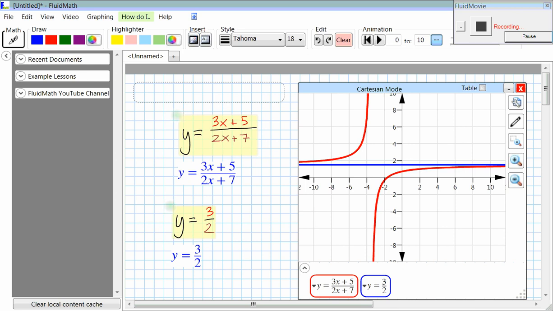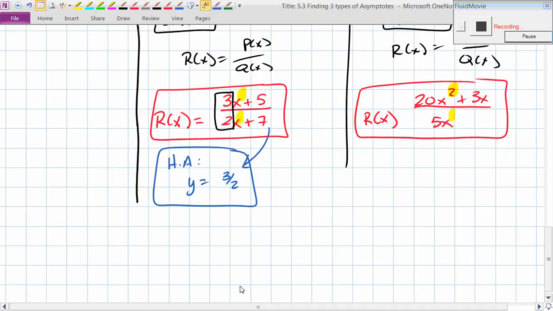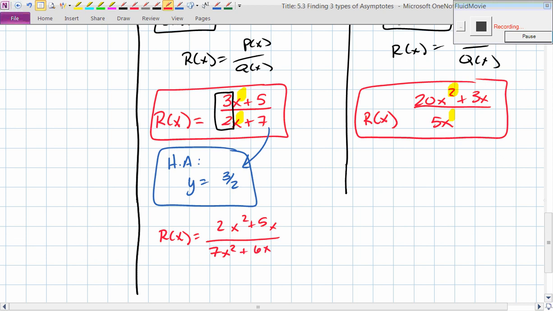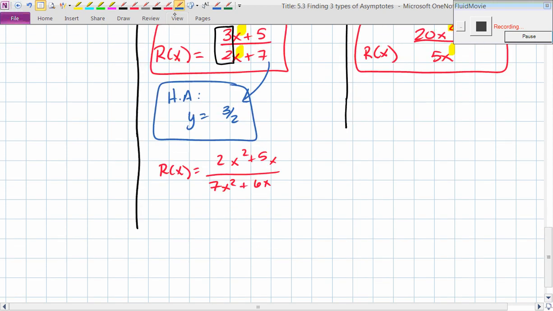Okay, all right, good. Let's go back over to our notes then. I'm going to give you another one really quick here. You tell me, here's a rational function: R of x is equal to 2x squared plus 5x all over 7x squared plus 6x. You tell me, where is the horizontal asymptote? The equation y equals what? 2/7. You guys got it.